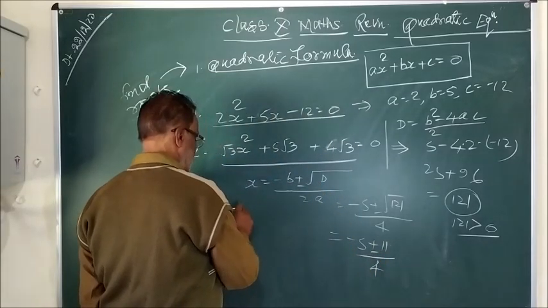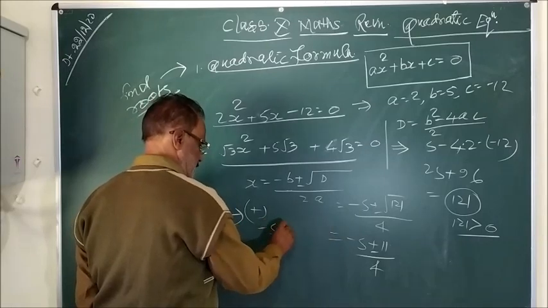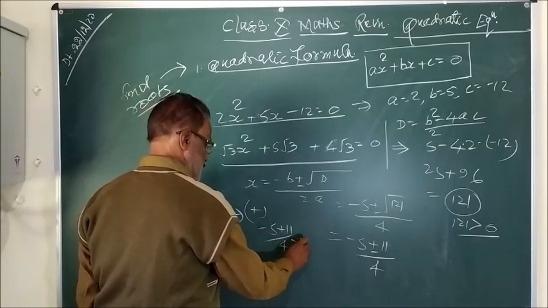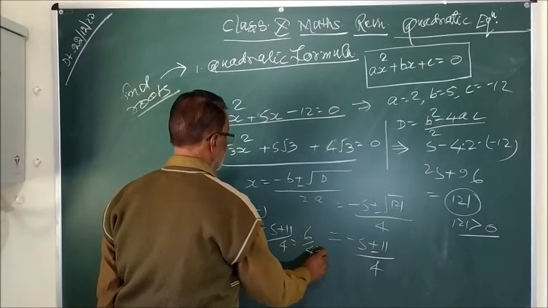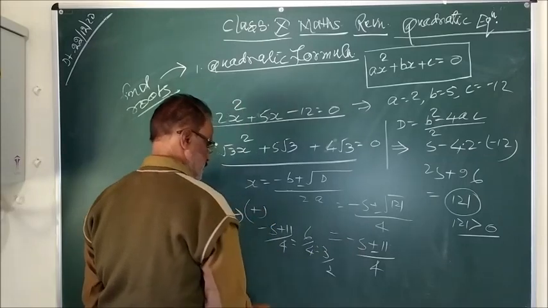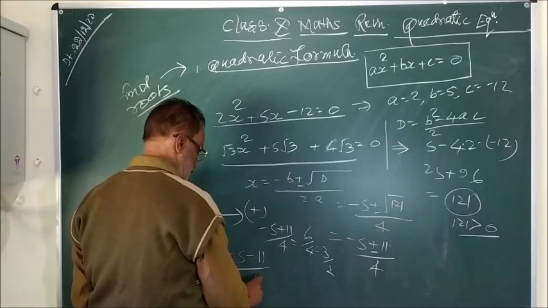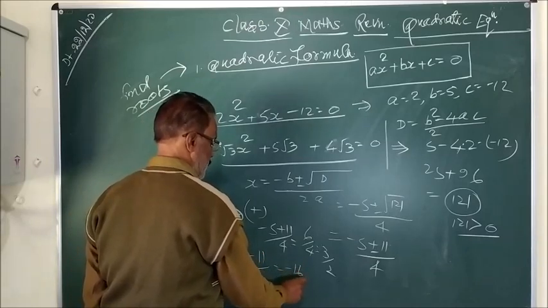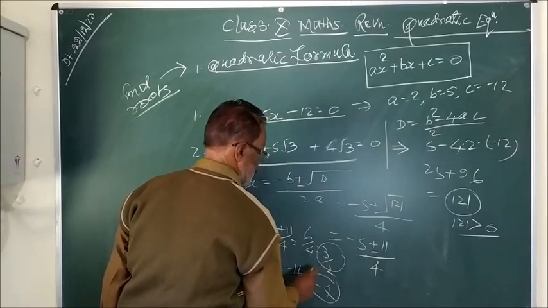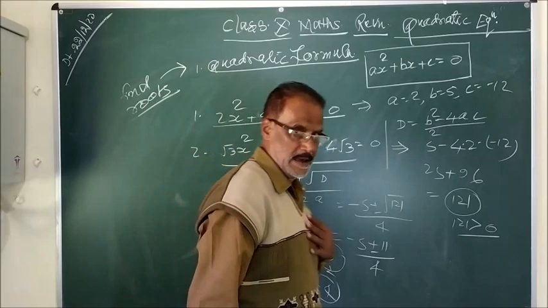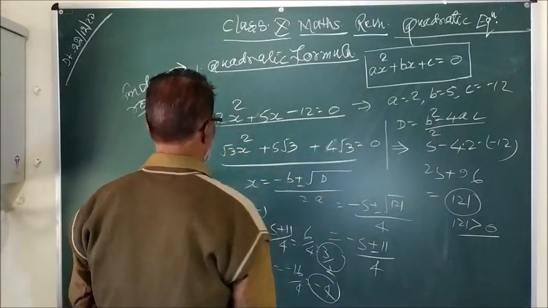And you will get two roots. On taking the positive sign, minus 5 plus 11 by 4, this will be 6 by 4, which means 3 by 2. And if you take negative 11, you will get minus 16 by 4, this will be minus 4. So these are the two roots, these are the values of the variable x. That's all, this is the quadratic formula.